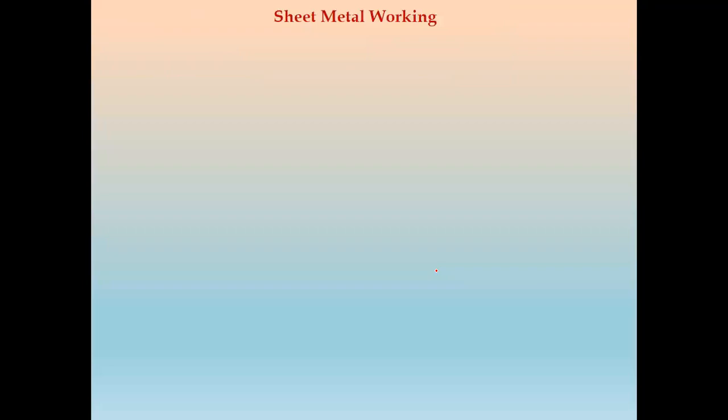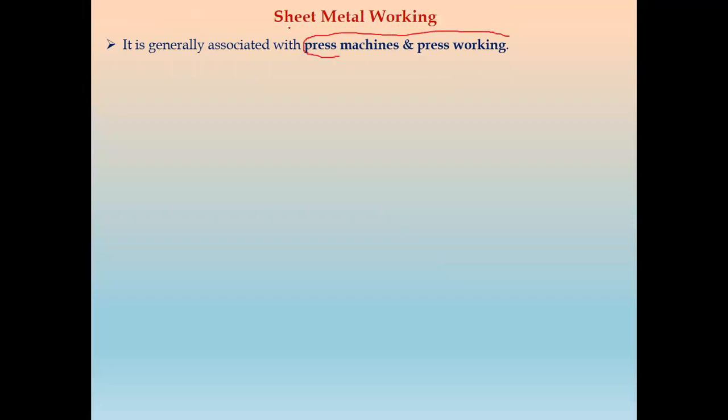So first, what is meant by sheet metal working? In general, this sheet metal working is associated with a press machine or press working. It is associated with a press machine. The smallest version of this press machine is your punching press, the punching machine. So it is associated with a press machine or press working.